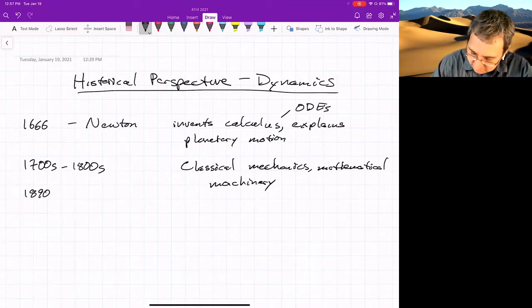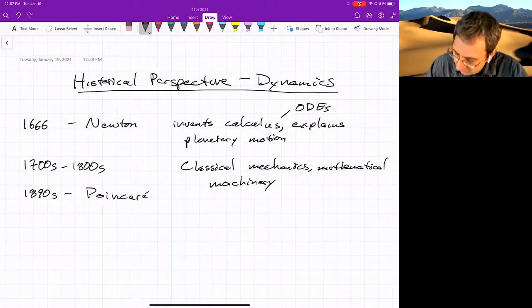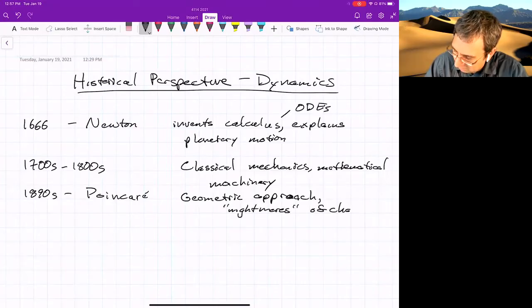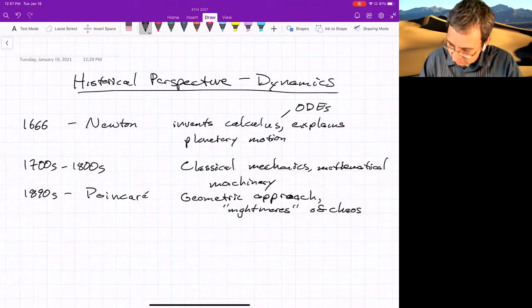And then, in the 1890s, we've got Poincaré. And what does he do? He initiates the geometric approach to understanding dynamics. Maybe we'll call it nightmares. I don't know if he really had nightmares. I think maybe nightmares of chaos. And he wouldn't have applied the name chaos. I think he used this idea of something called a trellis or a tangle.